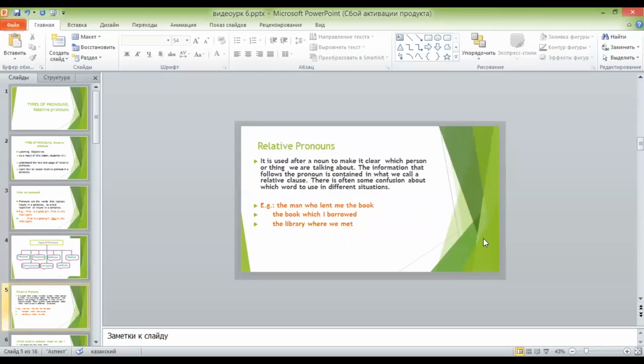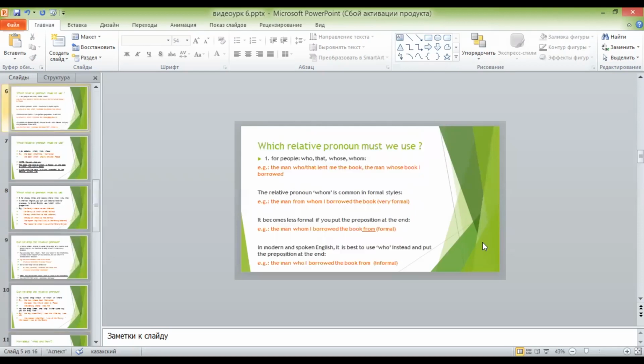And what about relative pronouns? Relative pronouns are used after a noun to make it clear which person or thing we are talking about. The information that follows the pronoun is contained in what we call a relative clause. There is often some confusion about which word to use in different situations. For example, the man who lent me the book, the book which I borrowed, or the library where we met. Which relative pronoun must we use?